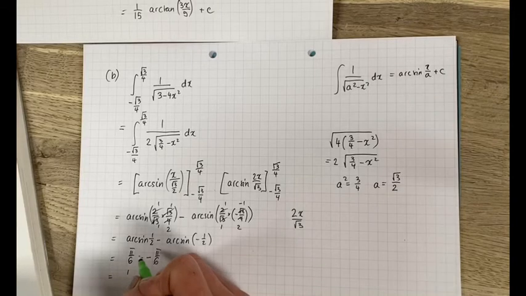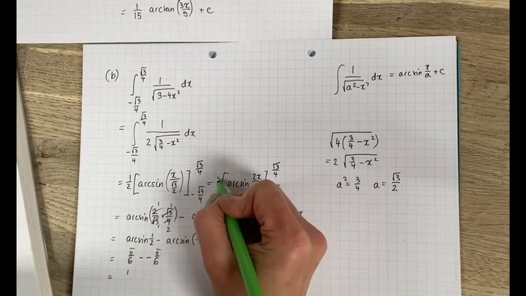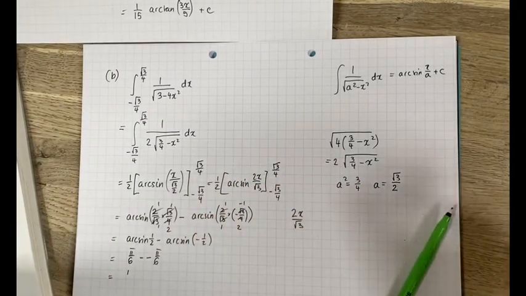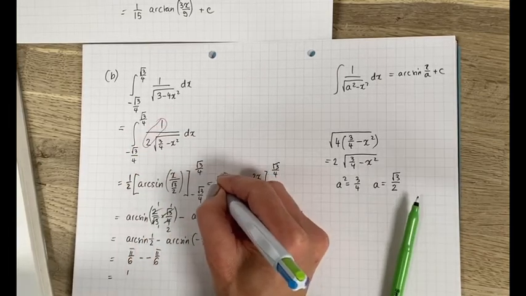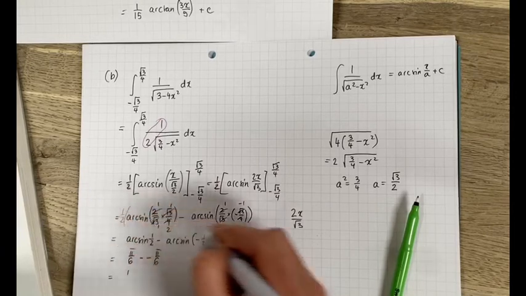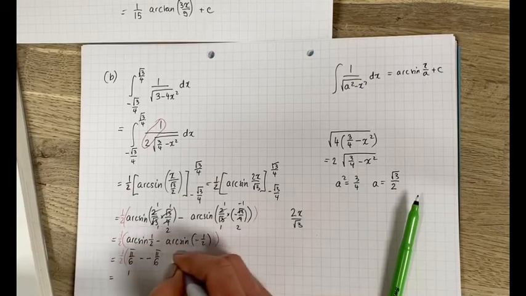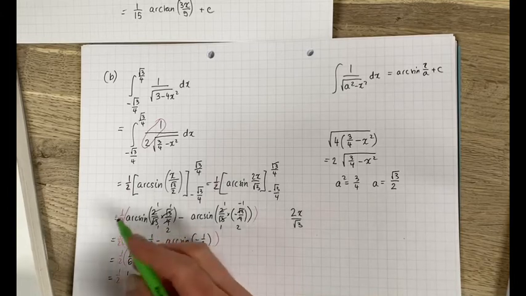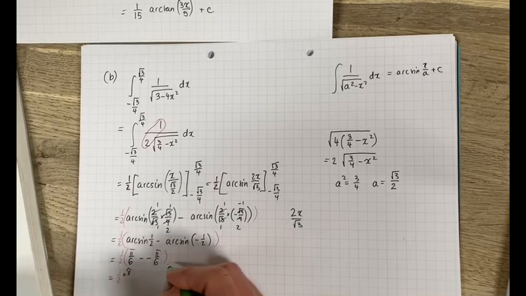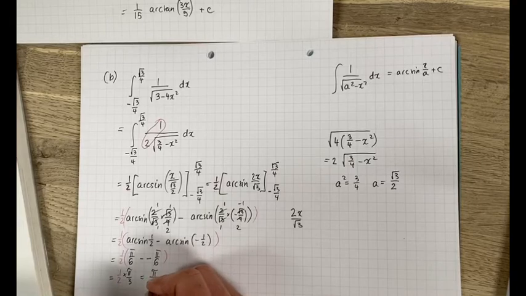a half somewhere. Yeah, there's a half from here. Let me just pop that here. Let me just show it to you. This is a half that I've forgotten. Okay, so it's a half here, a half, a half, a half, a half, and a half. Okay, times. So this is 2 pi over 6, which is pi over 3. So the answer is pi over 6. That makes sense.